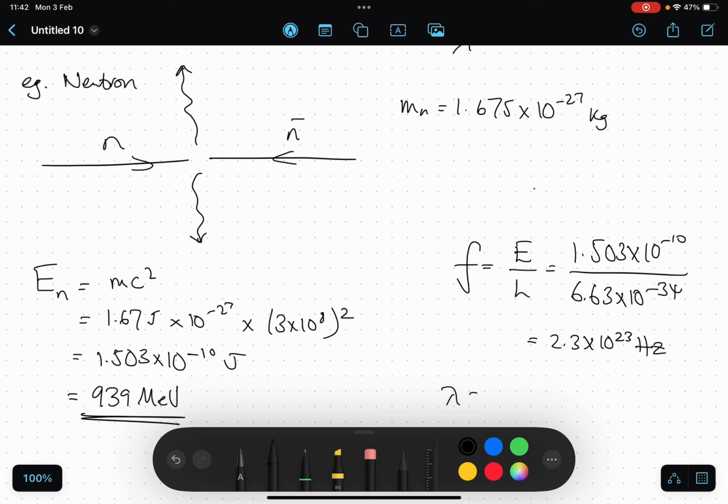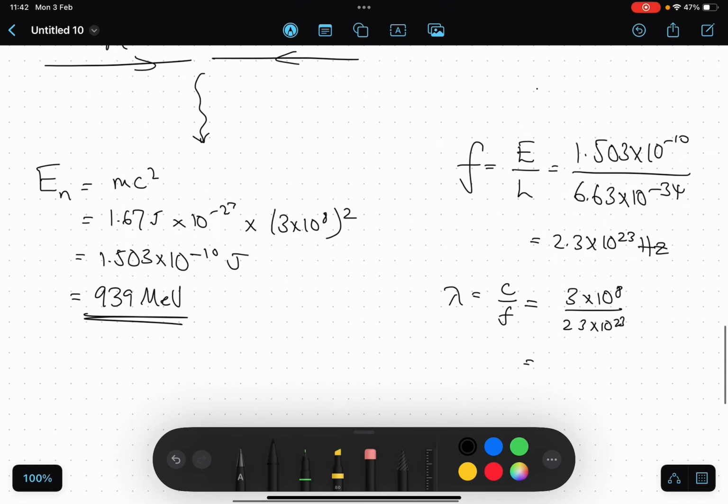So let's link it to the electromagnetic spectrum. What's the wavelength of that photon? 3 times 10 to the 8 divided by 2.3 times 10 to the 23, and I get a wavelength of 1.3 times 10 to the minus 15 meters. Where is that sitting on the electromagnetic spectrum? It's in the gamma region. So when a neutron annihilates itself with an antineutron, we get 2 gamma photons produced. That's mass into energy.